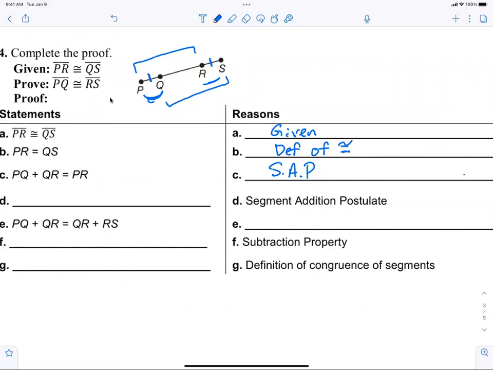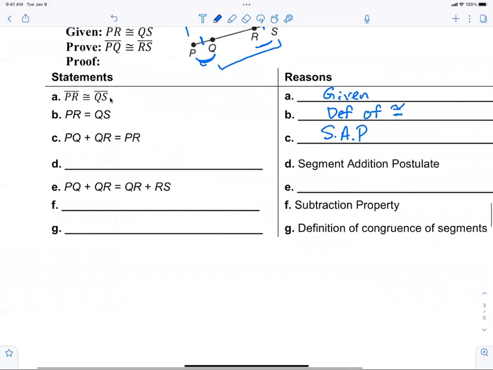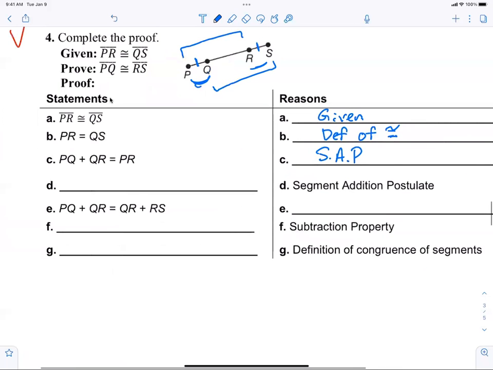All right, so because of that, D was the segment addition postulate. What's that going to be? QR plus RS equals QS. Now, again, I'm hoping you're not just filling this in. I'm hoping you tried. And that, again, is the segment addition postulate. All right, what is the next one?